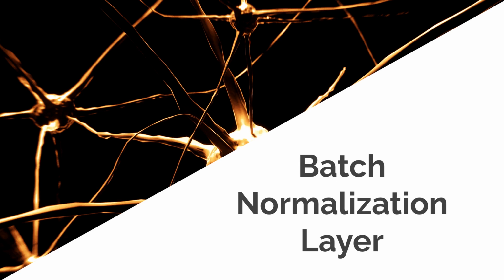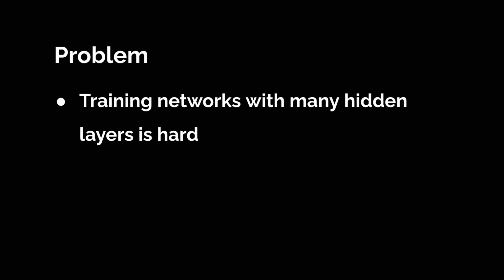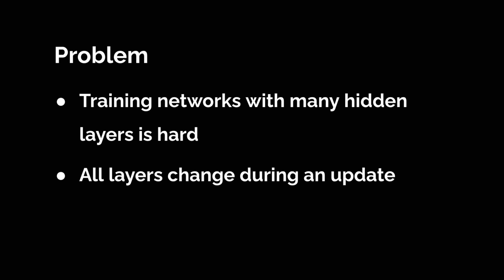Next, let's talk about another layer type that we will have in our generator neural network, and that is batch normalization. So we come to a problem, and that is that training networks with a lot of hidden layers is hard. And you will see that our generator is going to have a lot of hidden layers. The reason that training networks with so many layers, so much convolution mostly, is hard is because all of the layers will change during an update.